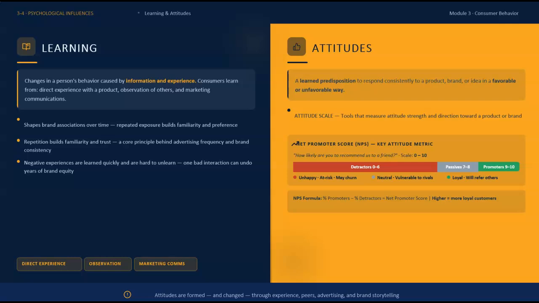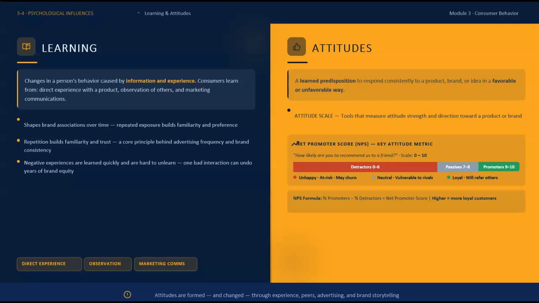Learning. Changes in a person's behavior caused by information and experience. Consumers learn from direct experience with the product, observation of others, and marketing communications. This shapes brand associations over time. Repeated exposure builds familiarity and preference. Repetition builds familiarity and trust, a core principle behind advertising frequency and brand consistency. Negative experiences are learned quickly and are hard to unlearn. One bad interaction can undo years of brand equity.